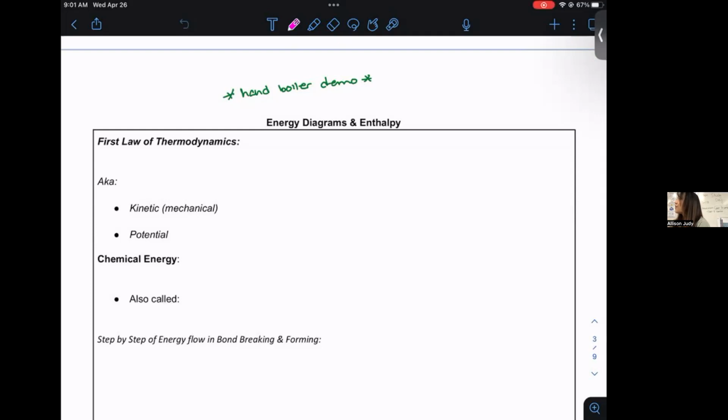The first law of thermodynamics is also known as the law of conservation of energy. It tells us that energy is neither created nor destroyed. Now, energy obviously comes in various forms. We have kinetic energy and multiple subcategories of energy that fall under kinetic.